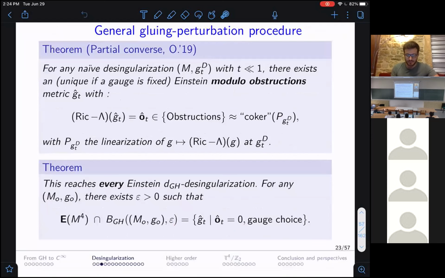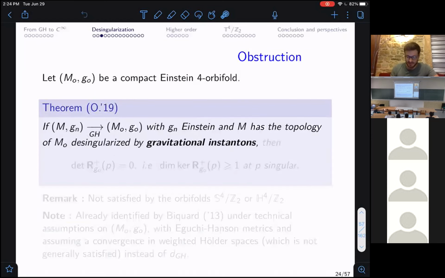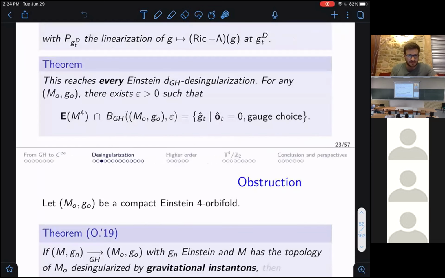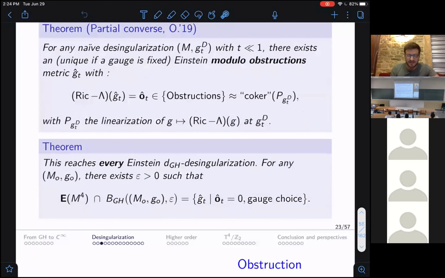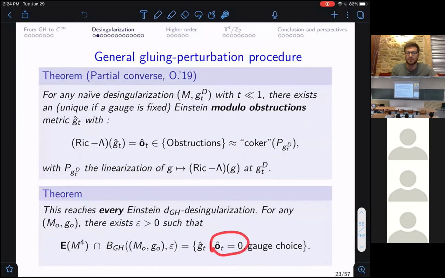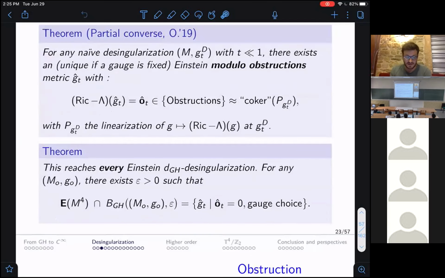Okay. So now, sorry, let me come back here for 1 second. So that equation here is my obstruction. Whenever it cannot be satisfied, then you cannot find any Einstein metric here. So when the equation O hat not is equal to 0 cannot be satisfied, you cannot find any Einstein metric. And that's my obstruction result.